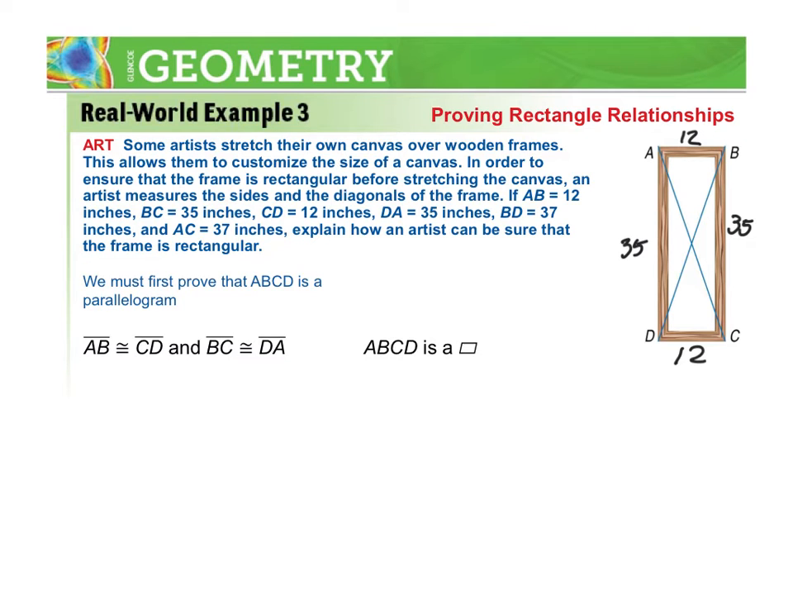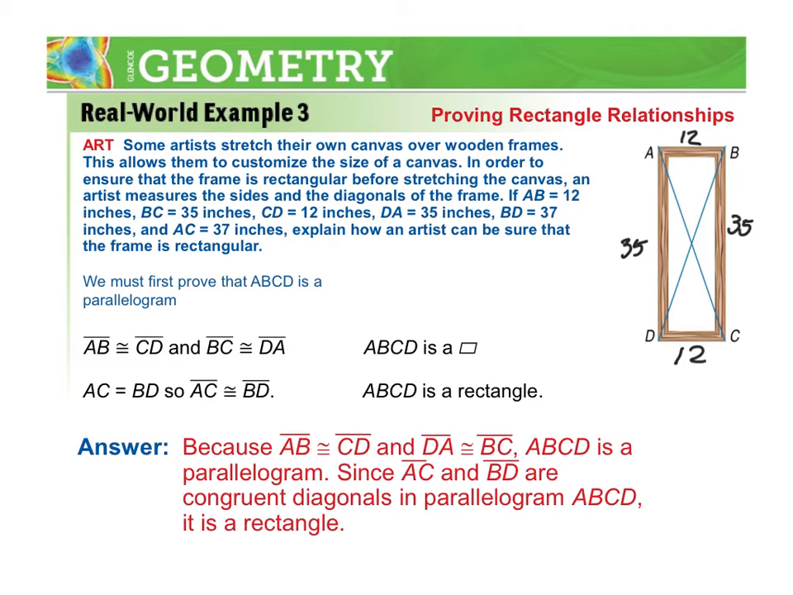Since ABCD is a parallelogram, how do we know the frame is rectangular? We know that the measure of AC is equal to the measure of BD, which means that diagonal AC is congruent to diagonal BD. Since ABCD is a parallelogram with congruent diagonals, ABCD is indeed a rectangle.